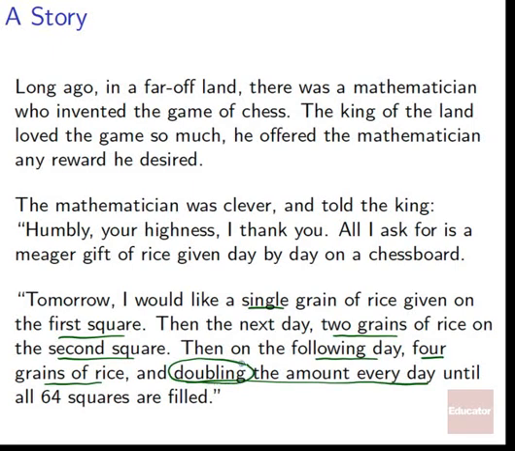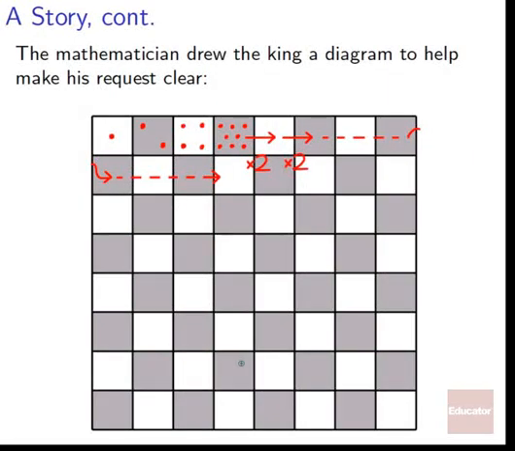So the mathematician is asking for first square, doubled, doubled, doubled, doubled. The mathematician drew the king a diagram to help make his request clear. On the first day of his gift, he would wind up having 1 grain of rice on the first square. On the second day, there'd be a total of 2 grains of rice. 1 times 2 becomes 2. On the 3rd day, there would be a total of 4 grains of rice. 2 times 2 becomes 4. On the next day, there will be 8. 4 times 2 becomes 8, and then 16, and then 32, and so on, going all the way out to the 64th day, doubling each time we go forward a square on the board.